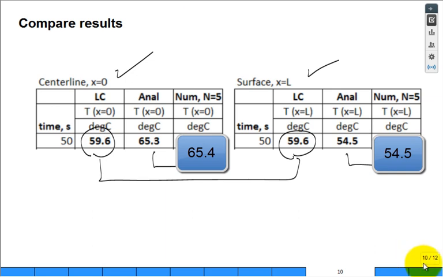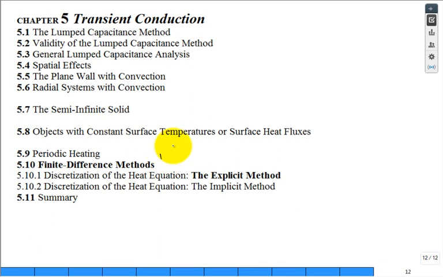So with that, I thank you for your attention. We're done with this section of 510. The most important is lump capacitance and the analytic solution. It's going to be hard to give you a test problem. I may try. It's pretty hard to give you a test problem on the numerical method stuff. Thank you for your attention.